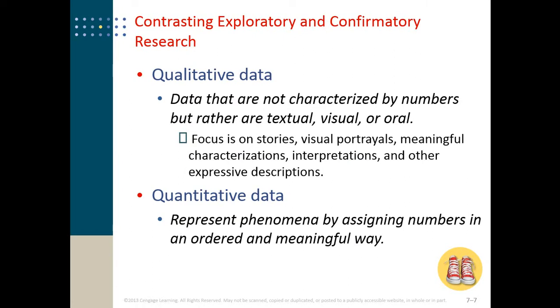And quantitative research is based on numeric data, where we have different numbers arranged in a meaningful way, whereas qualitative research is based on qualitative data. Qualitative data is anything other than numeric numbers. So it can be textual, visual, oral, it can be stories, visual portrayals, meaningful characterizations, interpretation, or so on.